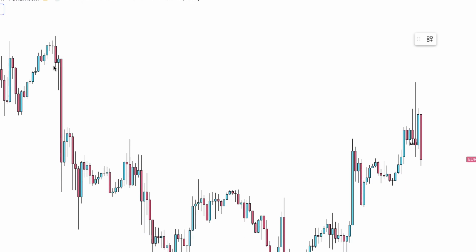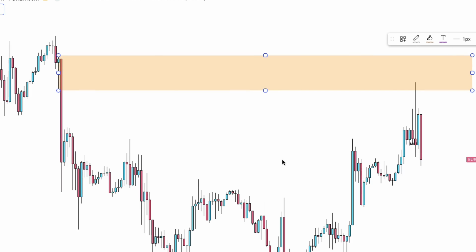Anytime you see that, and if I'm seeing it on the 1 hour, I will look for my shift in market structure on the 5 minute. If I see it on the 4 hour, I will look for my shift in market structure inside the point of interest on the 15 minute.